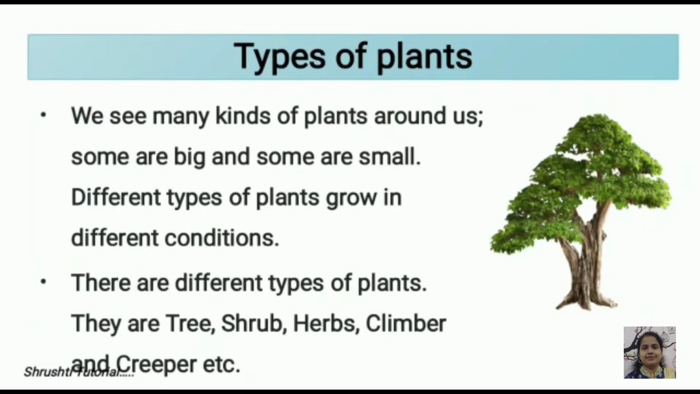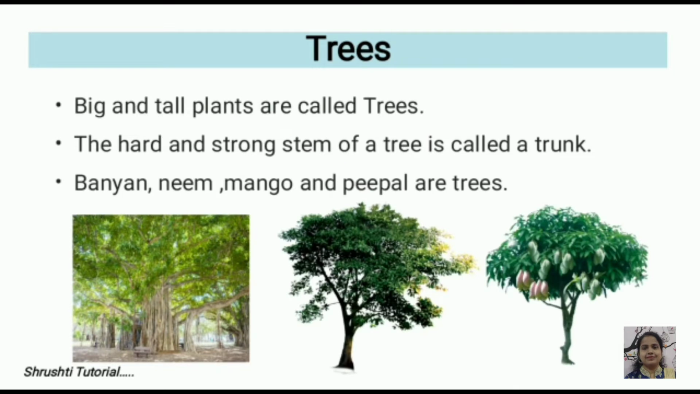We see many kinds of plants around us. Some are big and some are small. So different types of plants grow in different conditions. There are different types of plants and they are tree, shrub, herb, climber and creeper. What are the types? There are 5 types of plants: tree, shrub, herb, climber and creeper. So let us discuss this one by one.